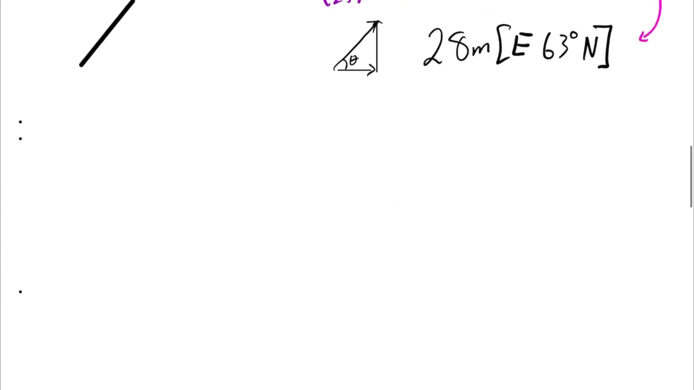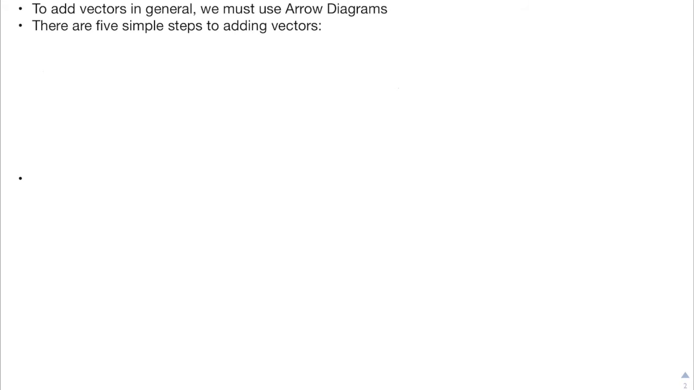From this example, we can create some general rules about how we can add vectors. In general, when we add vectors, we must use arrow diagrams. If we are lucky and the vectors point in the same direction, we can use simple algebra. But most of the time, they will not be pointing together in the same direction, and you have to use arrow diagrams. Even if they are pointing in the same direction, you can still use an arrow diagram. There are 5 simple steps whenever you add vectors using arrow diagrams.